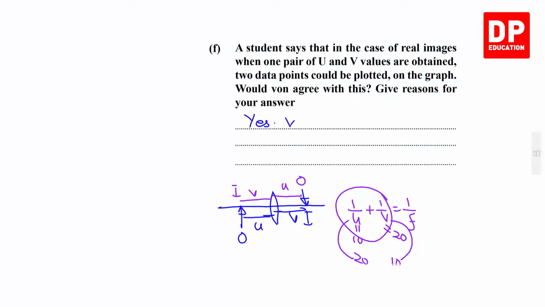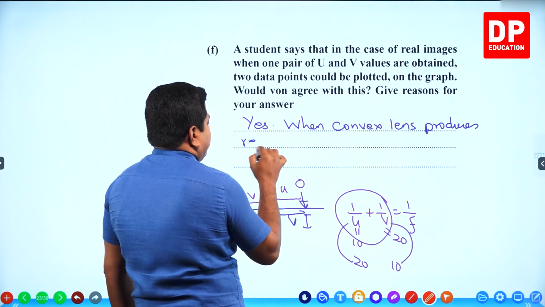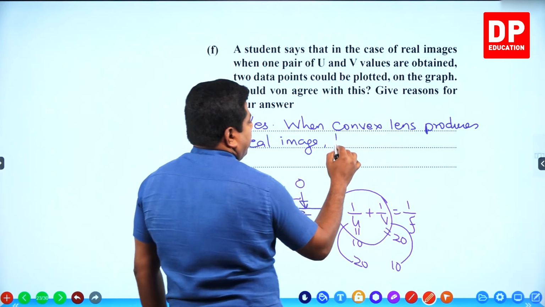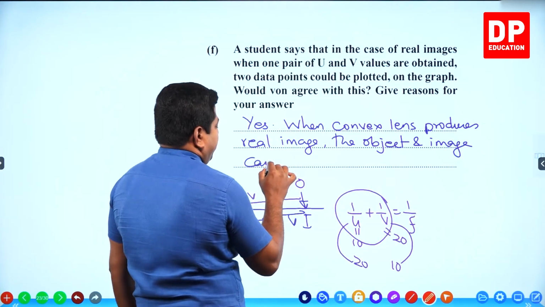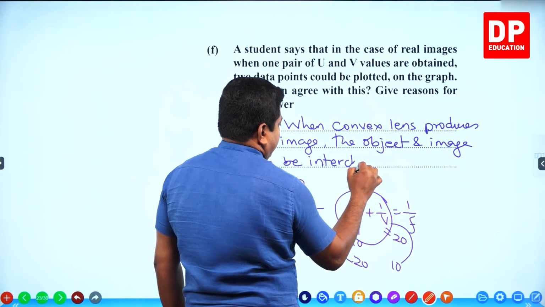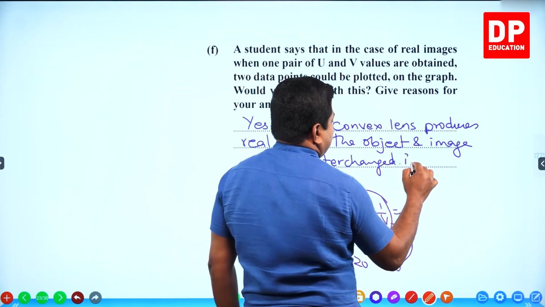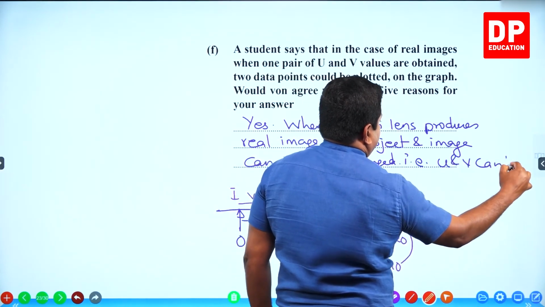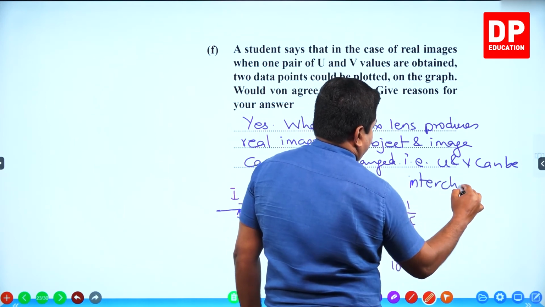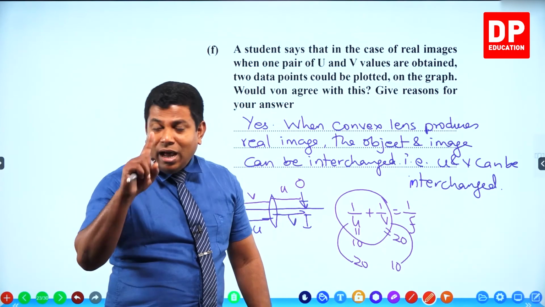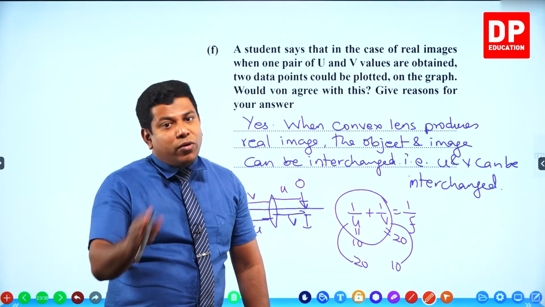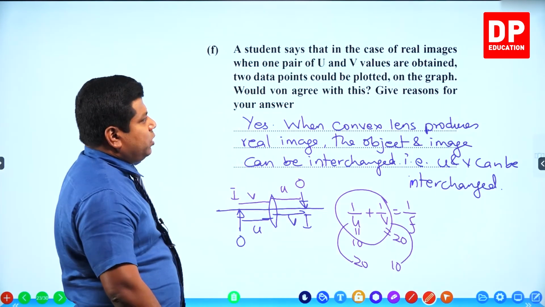Yes, when a convex lens produces a real image, the object and image can be interchanged. That is, U and V can be interchanged. So if you measure one U and V, actually you can take it as 2 separate points. You interchange the UV values, but understand this is only for the real image scenario, not for a virtual image scenario. That's what we got in this 2012 paper.